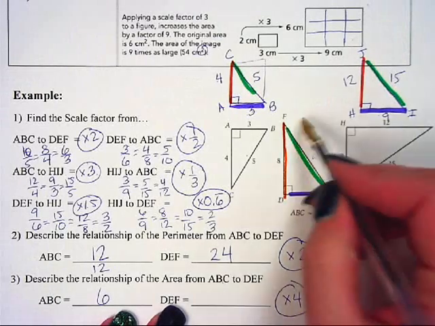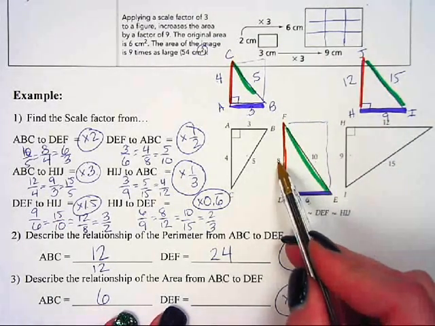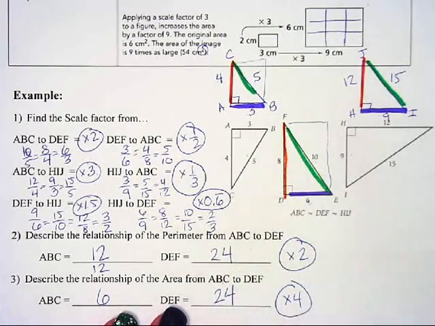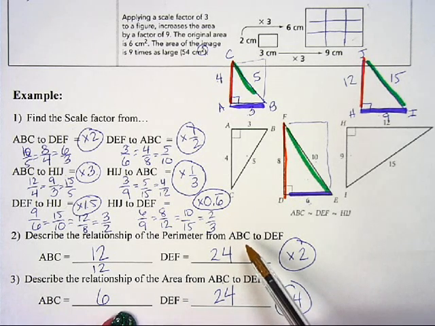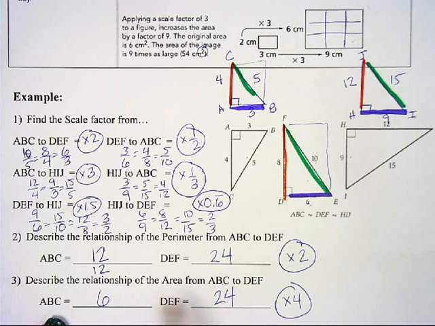In triangle DEF, I have half of a rectangle. That was 6 times 8, which is 48, divided by 2, 24. So it's just lucky that these two happen to be the same. Don't worry about that. What we're concerned about, though, is that from 6 to 24, it is not the same as my scale factor.